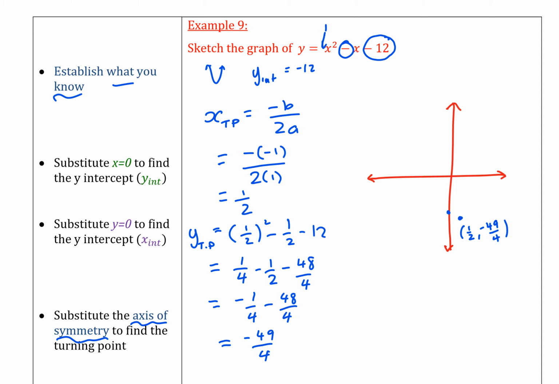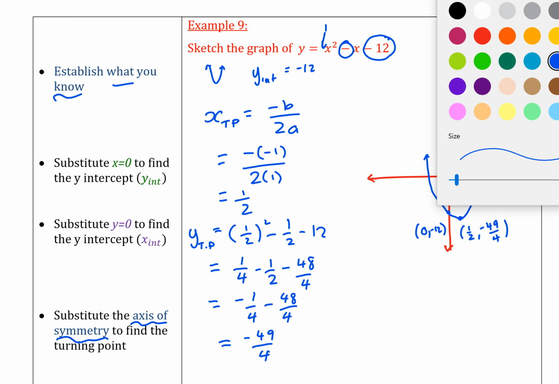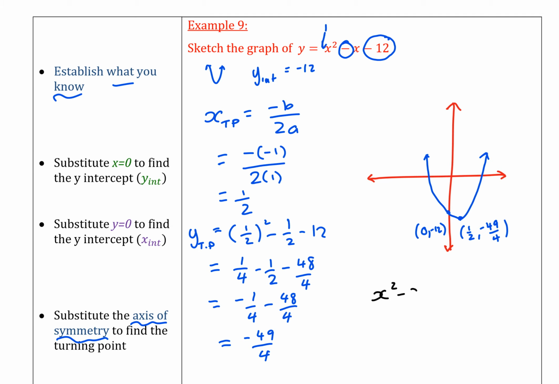My y-intercept is 0, negative 12. And the shape of my curve looks like this. So the last thing to label is my x-intercepts. Now, if I think x squared minus x minus 12 equals 0, what are the factors of negative 12 that add up to negative 1? That's negative 4 and 3. So if I factorize this as (x minus 4)(x plus 3) equals 0, I can see x equals 4 and x equals minus 3.